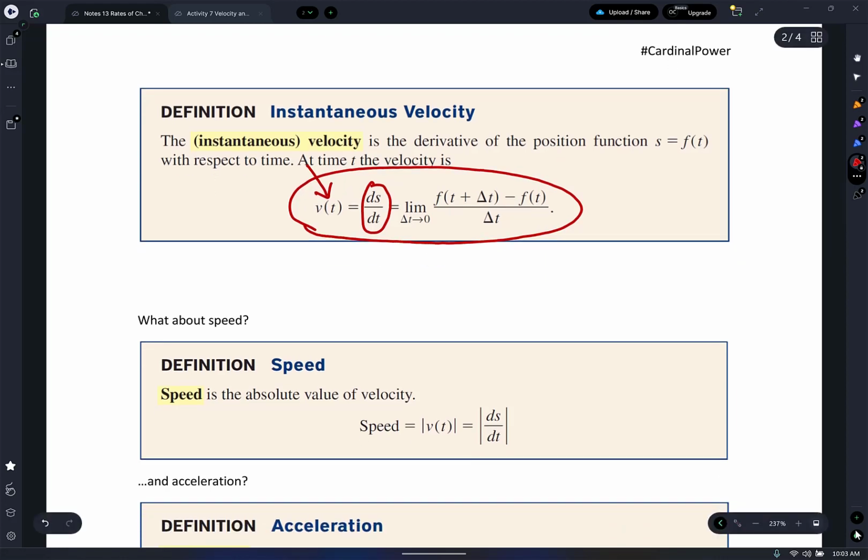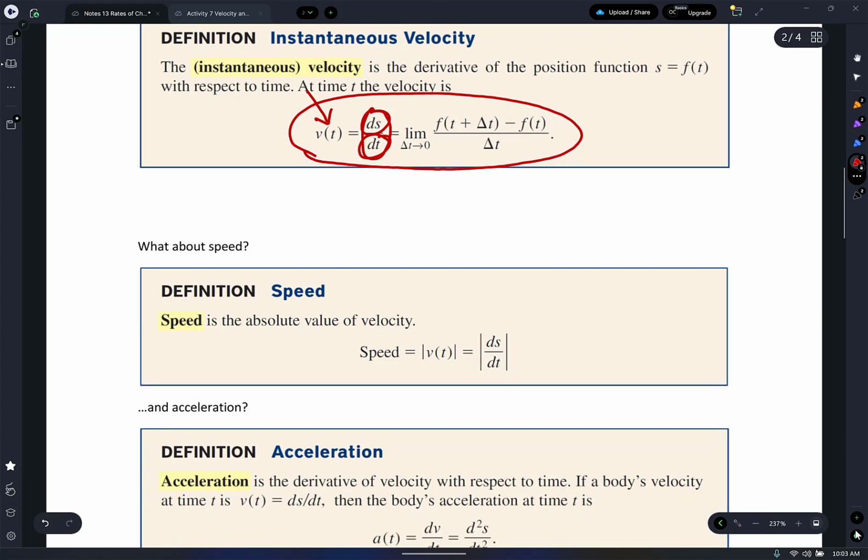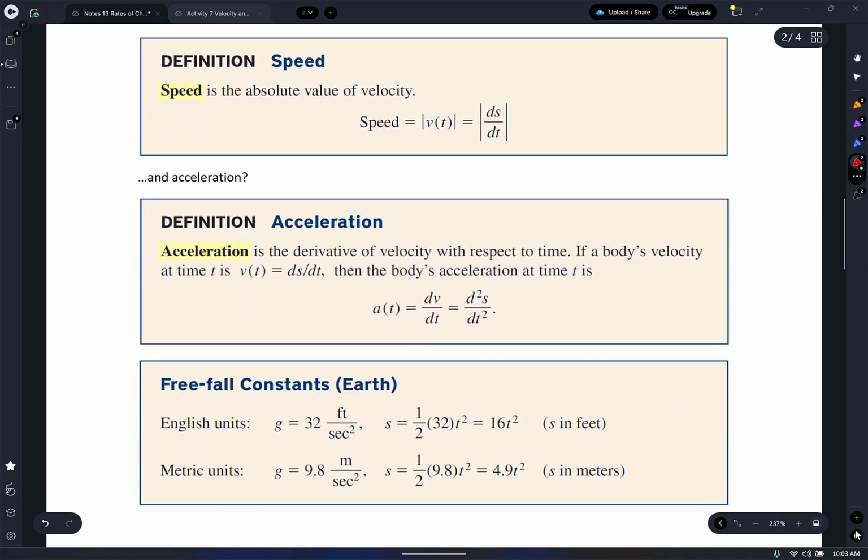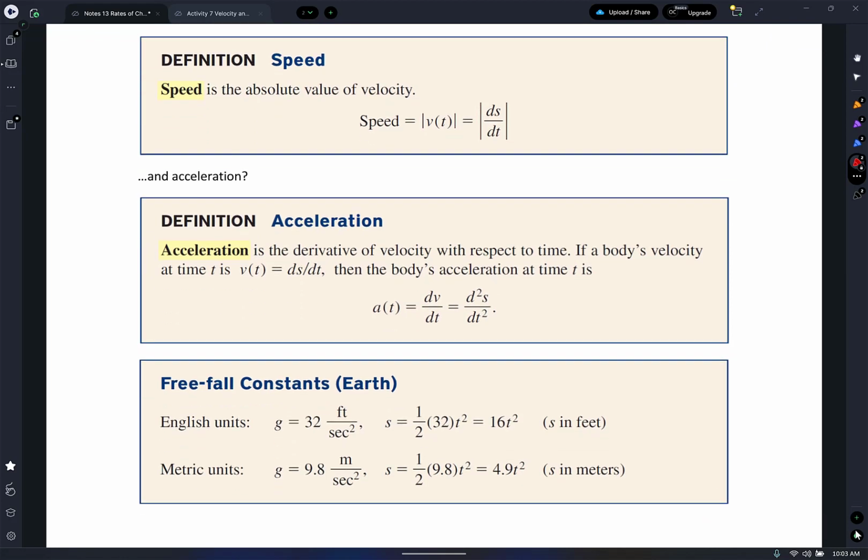All right. So the instantaneous velocity is the derivative of the position function with respect to time. At time t, the velocity is, well, look, ds is change in position, dt is change in time. Change in position divided by change in time is velocity. So there it is. And then they tell you the speed is just the absolute value of velocity. That's all that means.